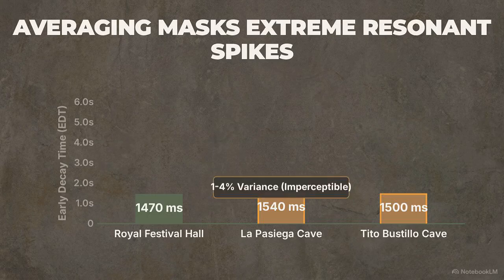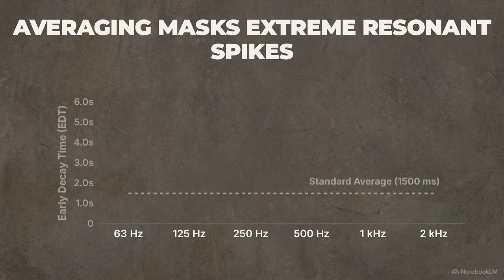The data shows a variance of only 1 to 4%. On paper, these ancient caves look acoustically identical to a modern performance hall. That statistical similarity is entirely false. It is the direct result of ignoring frequency extremes and flattening the data into a clean average. This is a line graph mapping early decay time across specific frequency octaves.